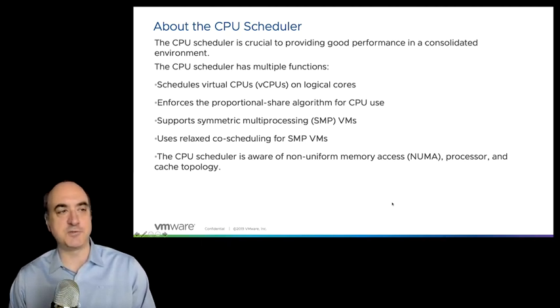The scheduler will enforce what's called the proportional share algorithm for CPU use. The scheduler supports symmetric multiprocessing VMs. We call that VSMP, for virtual symmetric multiprocessing. And the system uses a relaxed co-scheduler for those multi-CPU VMs. The scheduler is also aware of the different types of topologies out there, whether you have a uniform memory architecture or non-uniform memory architecture, as well as cache topology too, and will adjust how it schedules the virtual CPUs accordingly.